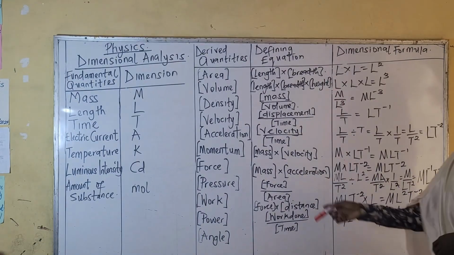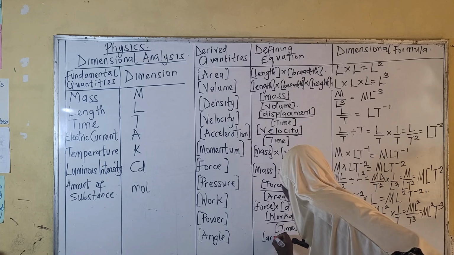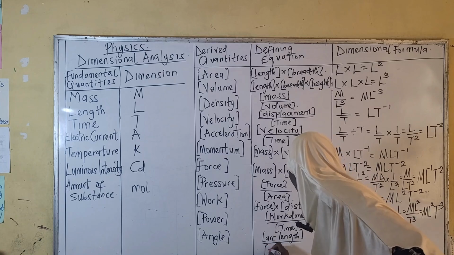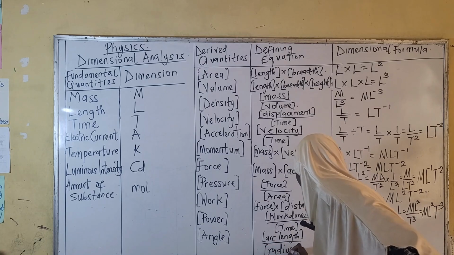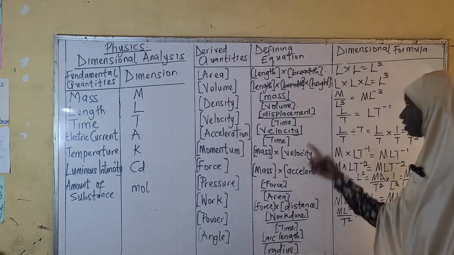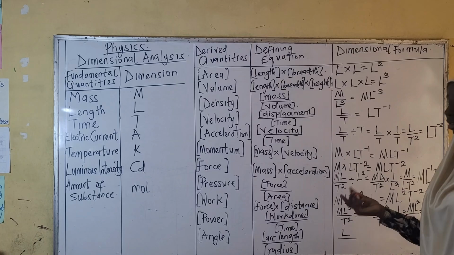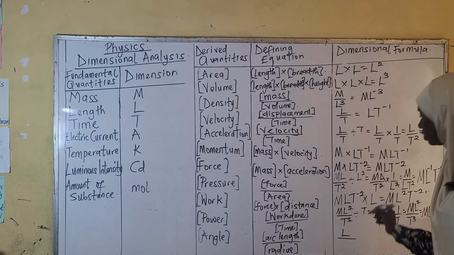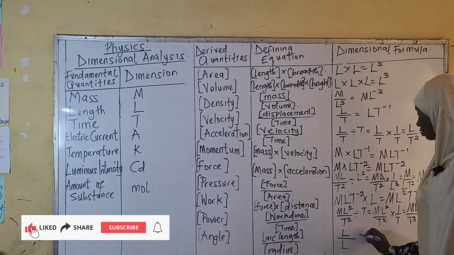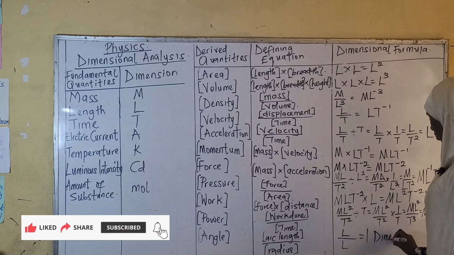Alright, so the last one, we have our angle. So we can take our angle as arc length over radius. So what's my arc length? I know that my arc length is still talking about length, L, over radius. The radius of a circle is also represented as L. So when L cancels L, I have it as 1. So I can say that my angle is dimensionless.